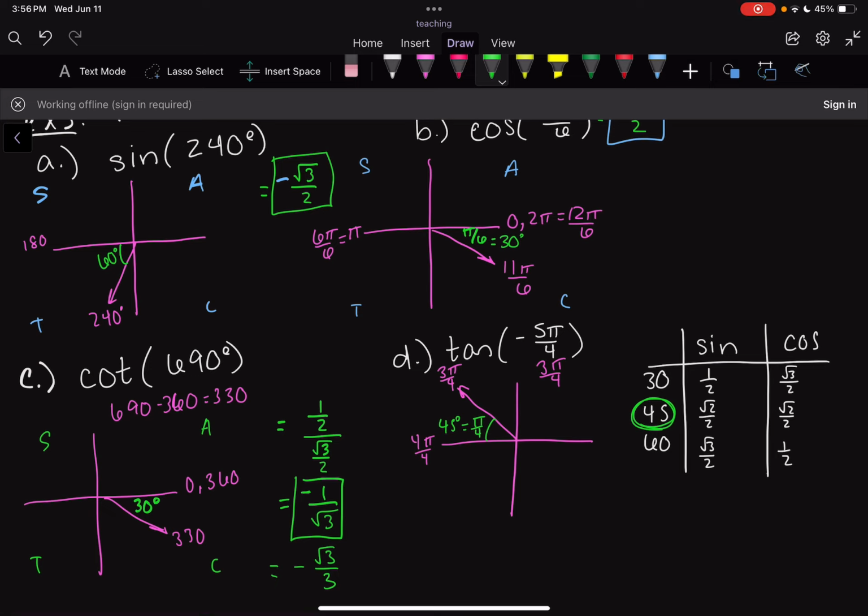So for part D, I'm looking at 45 degrees. Well, tangent is sine over cosine, so I would have root 2 over 2 over root 2 over 2. That simplifies to just 1. And tangent is going to be positive in quadrant 3 and quadrant 1, so it's going to be negative in quadrant 2.